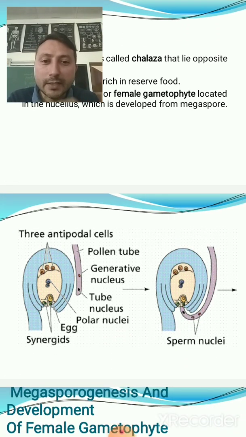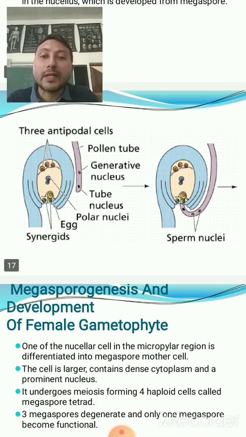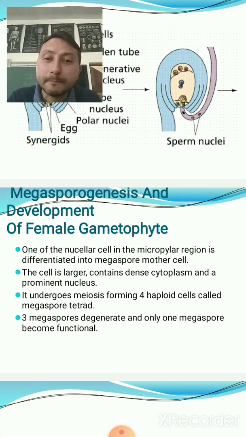3 antipodals, 2 synergids. After pollination, the pollen tube will germinate from the stigma. It dissolves the wall of the stigma and goes to the style with the help of a special movement called chemotropism. Megasporogenesis and development of the female gametophyte.